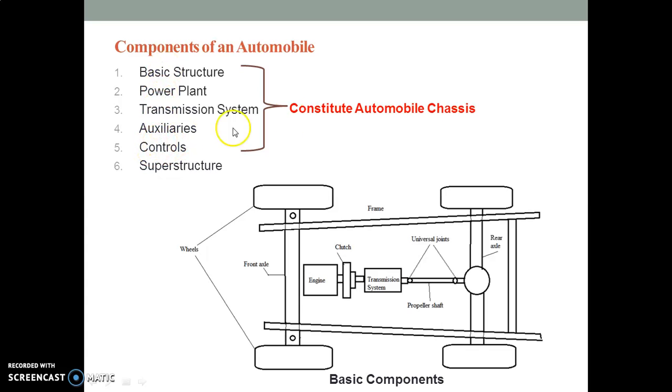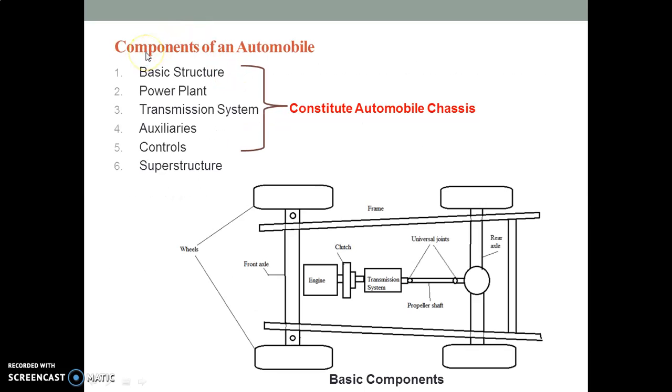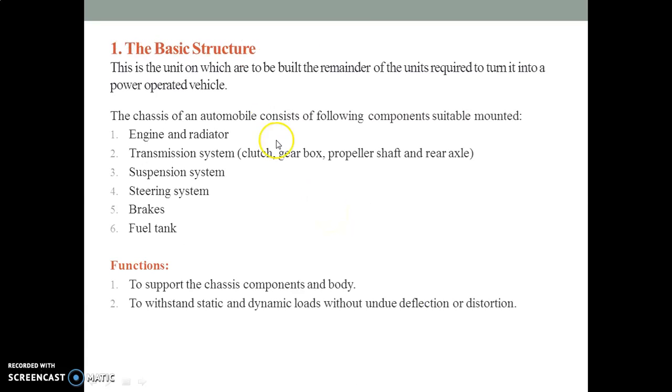The first five points constitute the automobile chassis, and the sixth, the superstructure, we will discuss separately. So let's start from the basic structure. As in the previous diagram we have understood, this is the frame over which all the parts, engine, transmission box, and differential gearbox, are mounted. So that is the basic structure. So this is the unit.